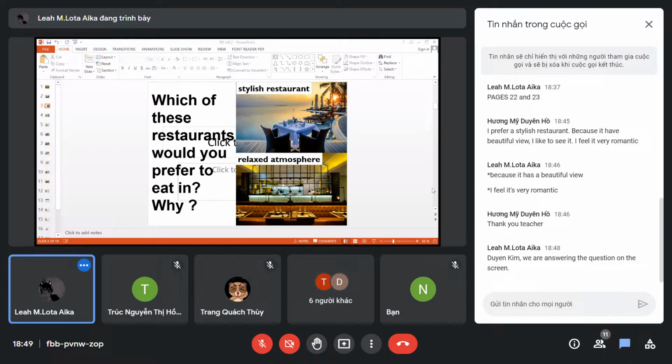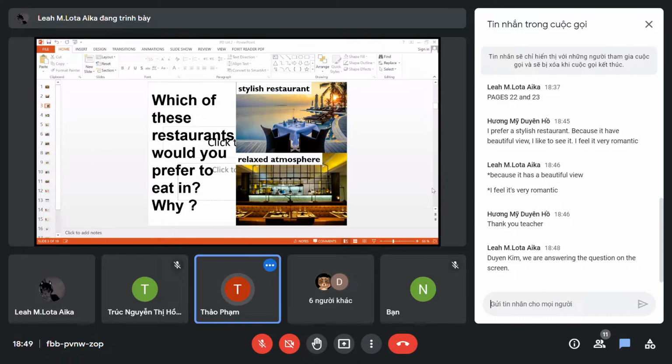All right. I prefer to eat in a relaxed atmosphere, because it is a beautiful view and simple. It makes me comfortable and quiet. The food is delicious.